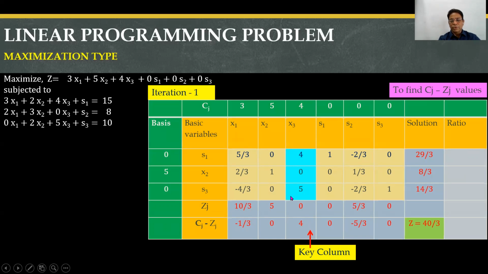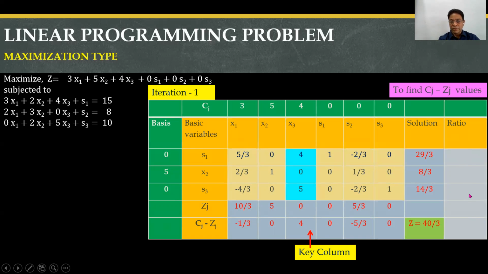So what we have in the solution, already we have S1, X2 and S3 in the solution, and now X3 is trying to enter the solution. So someone out of these three has to make way for X3. And how will we find who will make way for X3? That we will find from the ratio column.